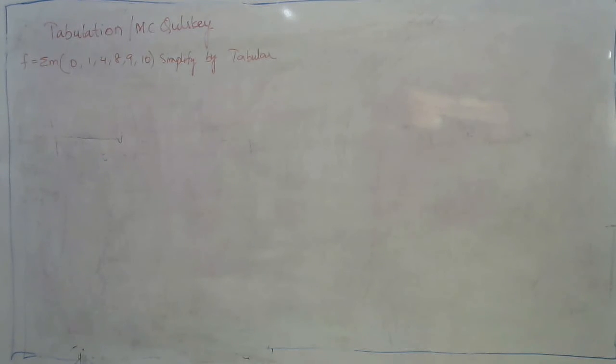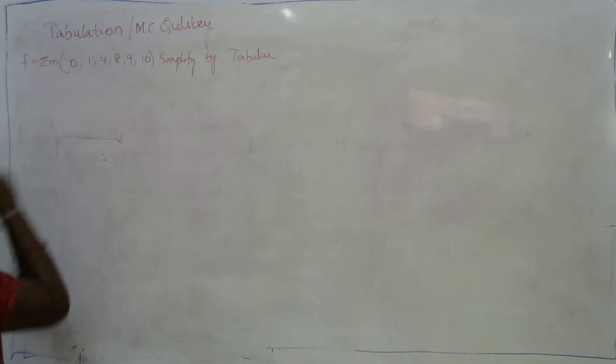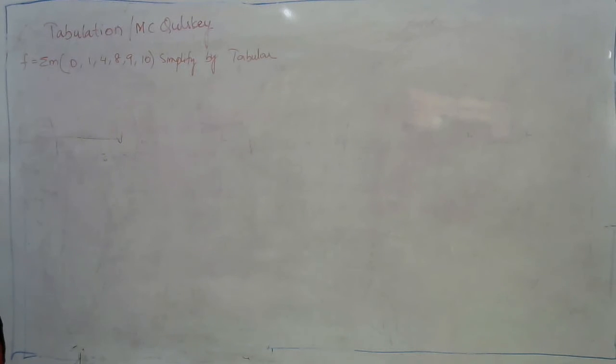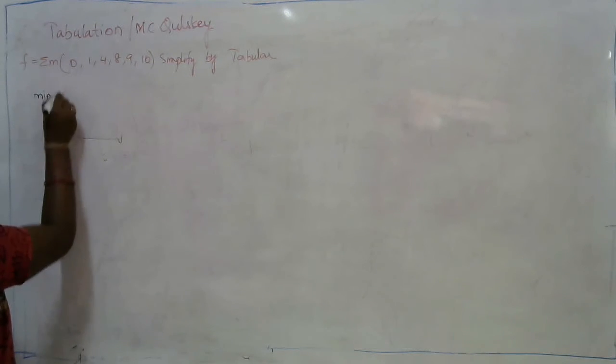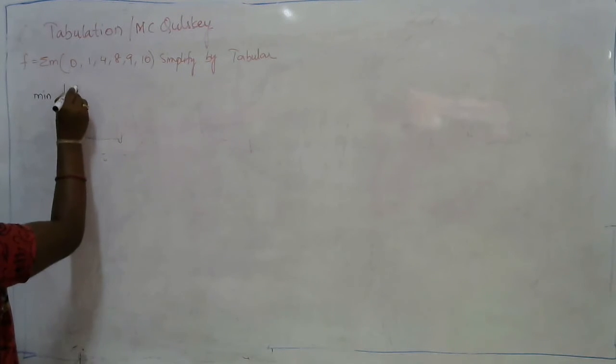So in the question, if they didn't specify any type of method, you can use either simplification using Boolean laws and theorems, or the K-map, or the tabular method. But if they have specifically mentioned the type of method, we need to simplify using only that method. So here the first step is: whatever minterms are given in the question, write them down in increasing order. The first column is the minterm, the second is the binary representation.